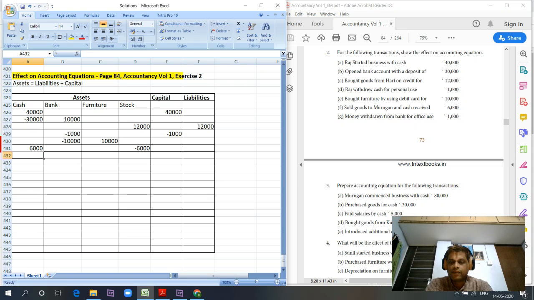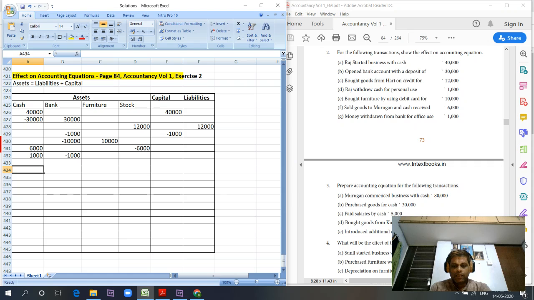Money withdrawn from bank for office use. Cash is withdrawn from bank for office use for 1000 rupees. So the bank balance is coming down and cash balance is increasing. Let's put what is the effect of this, 30,000.